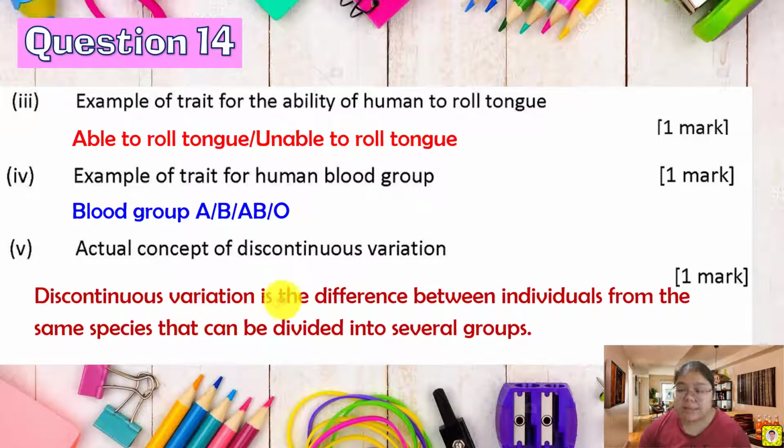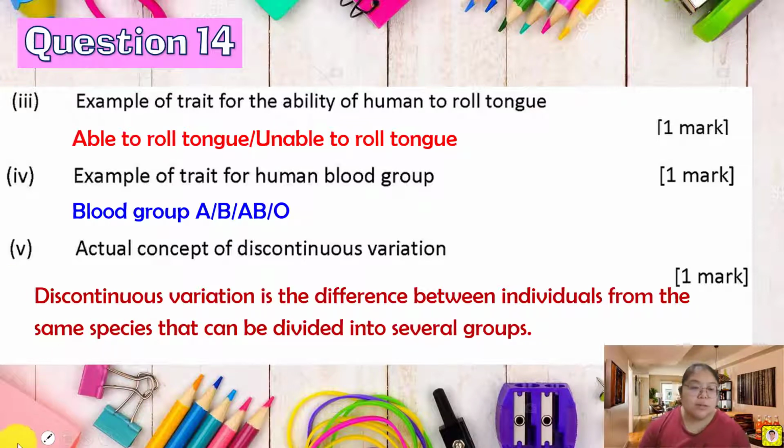Discontinuous variation is, okay, this one must be remembered. This one is a format. The difference between the individuals from the same species that can be divided into several groups. Is it the same? It's just the same as the initial concept, they just reverse it so the object goes in front. That is the difference between initial and actual. So remember the format. If you know how to write the initial, you must know how to write the actual, but don't make a mistake. Remember one type, and the other type you should understand.